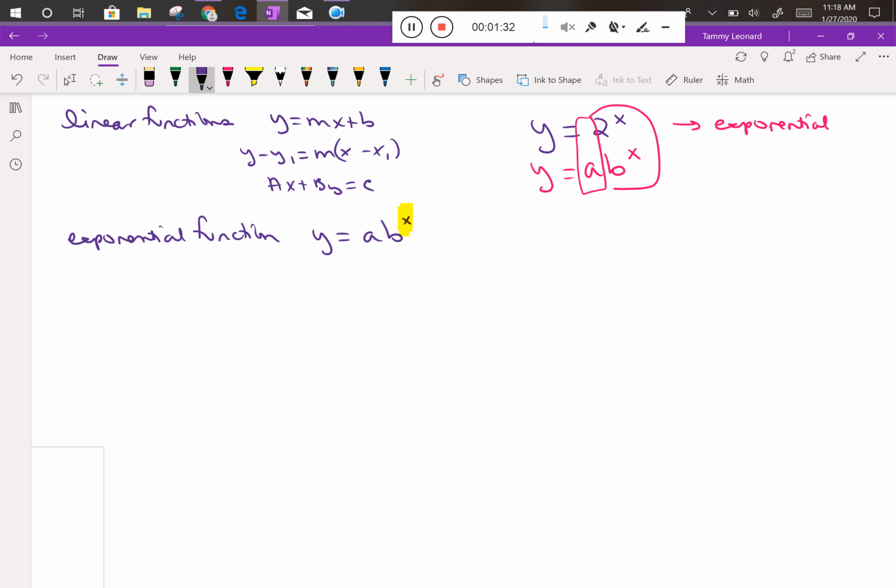Let's try another one. Let's say I've got something like y equals 2x plus 5. Well, notice when I find the x, it's not an exponent. Instead, this looks an awful lot like y equals mx plus b. So I would conclude that this is linear. That's how we do the types of questions that you'll find in problems 3 through 6.